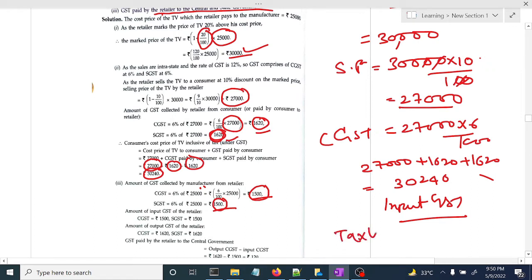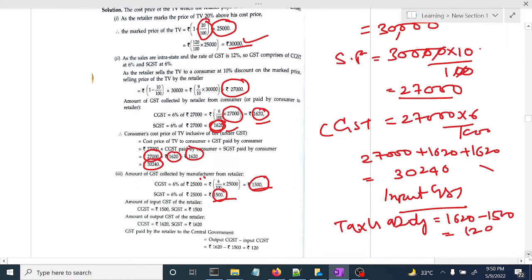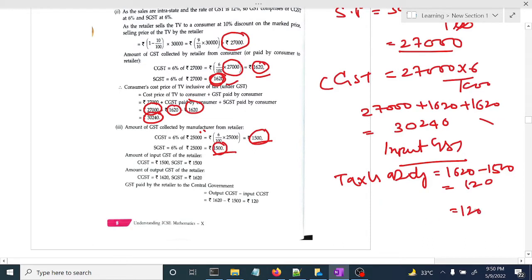So tax liability which he will pay to government is 1620 minus 1500, that is 120. So 120 he will pay to central, and 120 he will pay to state. So 240 he will pay as total tax liability, because the rest anyways he has paid to manufacturer. If I see here, 1500 GST the dealer has paid to manufacturer, and manufacturer will ultimately pay that to government. But the 120 rupees GST which he is earning more, that he has to pay to government. That is his tax liability.